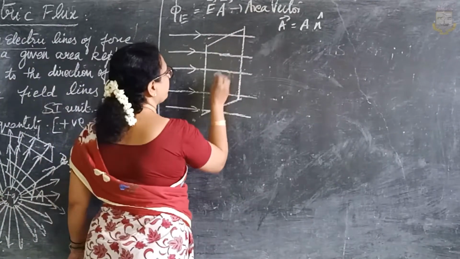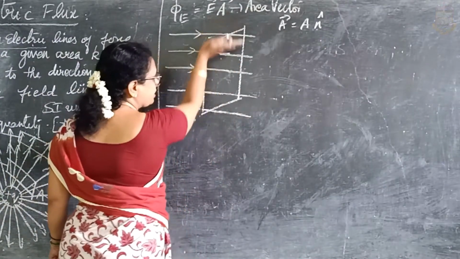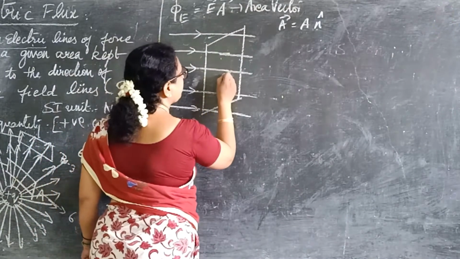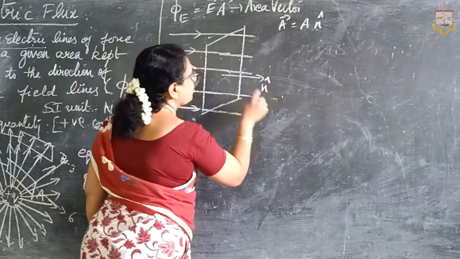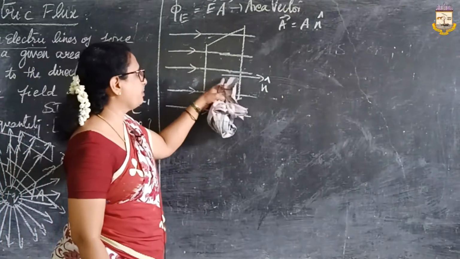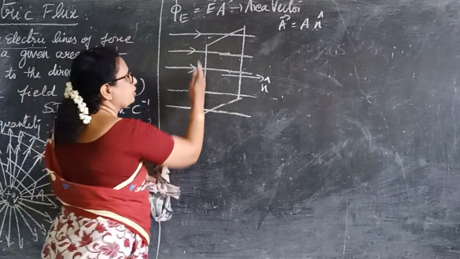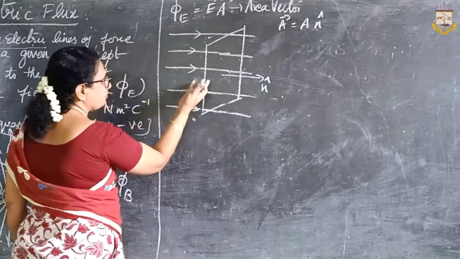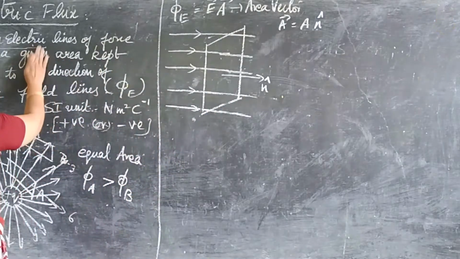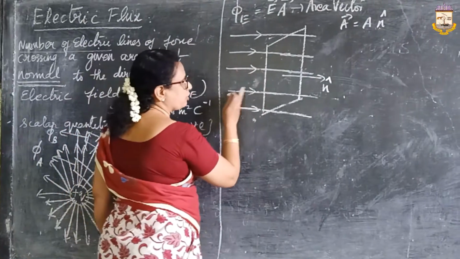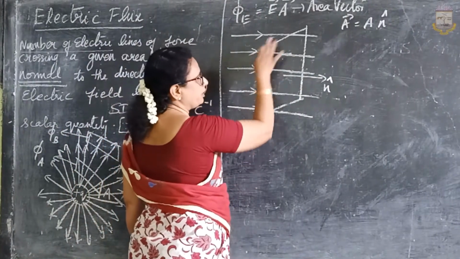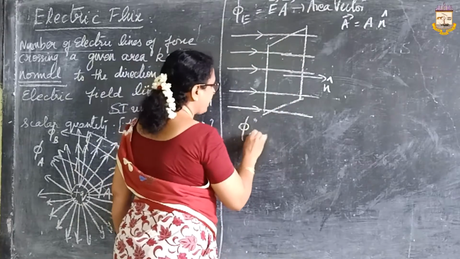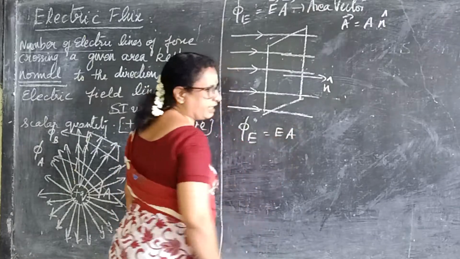This area, this is the plane which is kept normal to the direction of the electric field, and the direction of the area vector is denoted by the normal unit vector n cap. The direction must be drawn normal to the plane of the area. So now from the diagram itself it is very clear. Apply the definition. The number of electric lines of force crossing normal to the area, the plane of the area is kept normal to the direction of the electric field. So here we have phi E is equal to EA.